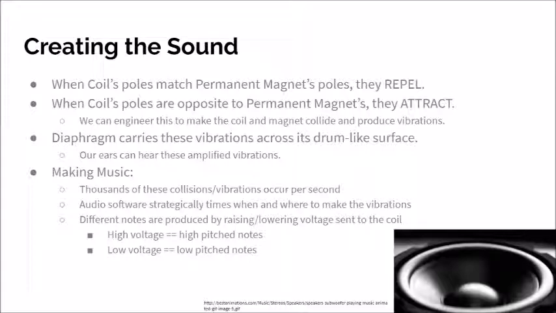So creating the actual sound, the coil's poles match the permanent magnet's poles initially, and that causes a repulsion. So like you can see in this picture in the bottom right, we have the speakers sort of like bouncing up and down, and that's due to the behavior between all those repulsions and attractions. And when the coil's poles are opposite to the permanent magnet's, it'll attract and pull it down in.